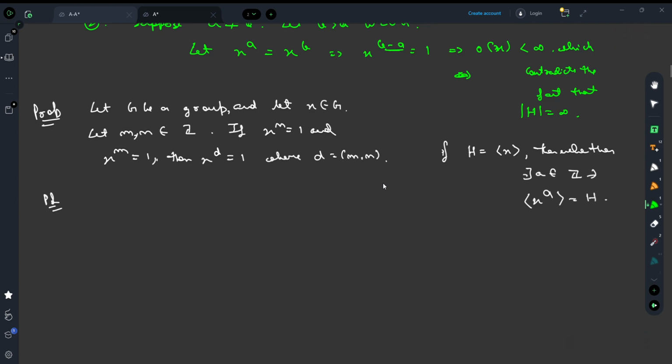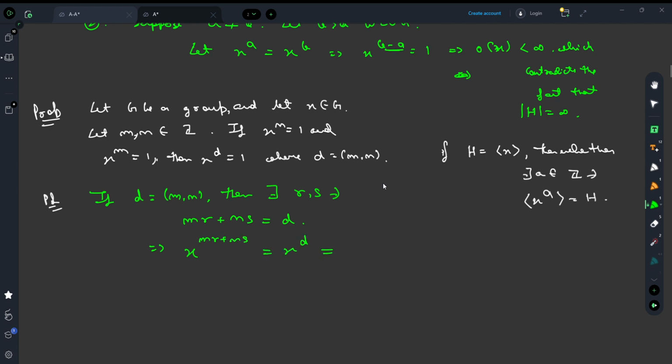The proof of it is also pretty easy. A very famous number theoretic statement is that if d is the GCD of m and n, then there exist integers, say r and s, such that mr plus ns equals d.